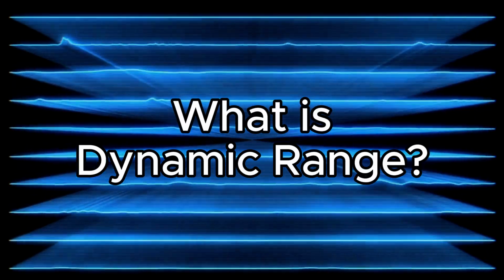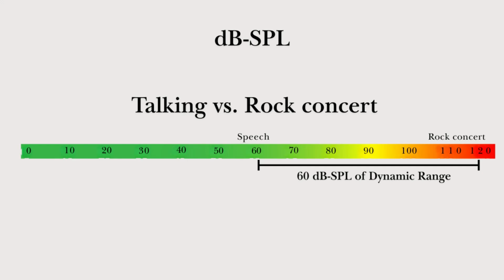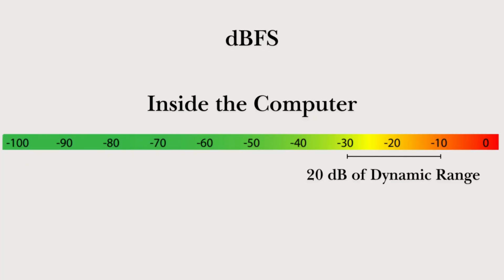So now that we've covered the dB and amplitude, let's get into that buzzword, dynamic range. So what is dynamic range? Dynamic range is the relative distance between two measurements in dB, regardless of what variation of the dB you are using. For example, if somebody was talking in a room and it measured around 60 dB SPL, and then we measured a rock concert that was at 120 dB SPL, this would be 60 dB of dynamic range between them. Another example is if the computer's reading on channel 1 is negative 30 dBFS, and channel 2 is reading negative 10 dBFS, this would be a difference of 20 dBFS in dynamic range.